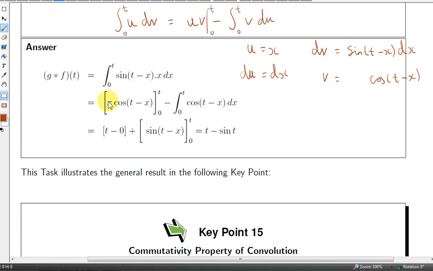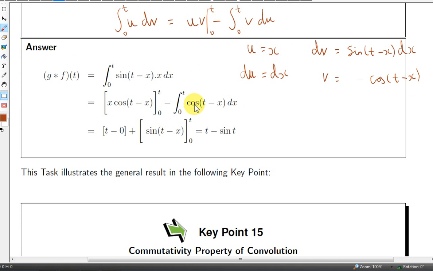So we plug in here, we have u times v. So we have x times cos of t minus x, limit 0 to t, minus the integral of v times du, that's cos of t minus x times dx. So we plug the upper limit t in here, and we get t times cos of 0. Well, t times the cos of 0 is t times 1, which is t, and then we have a minus sign, then we plug the 0 in. Well, if we plug 0 in for x, we just get 0.